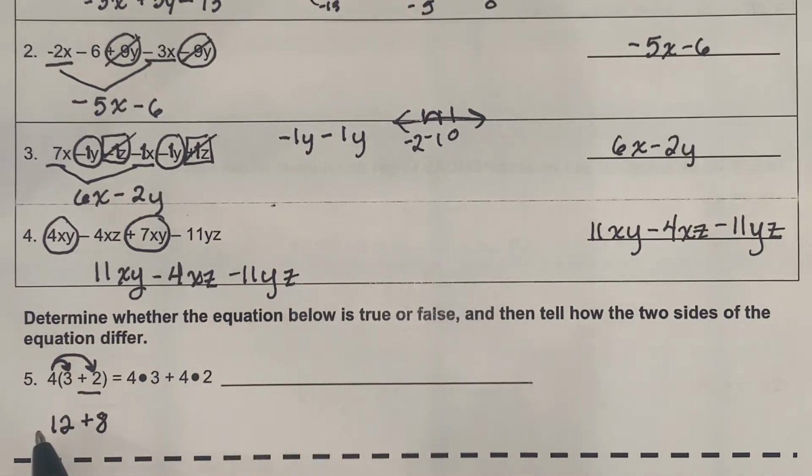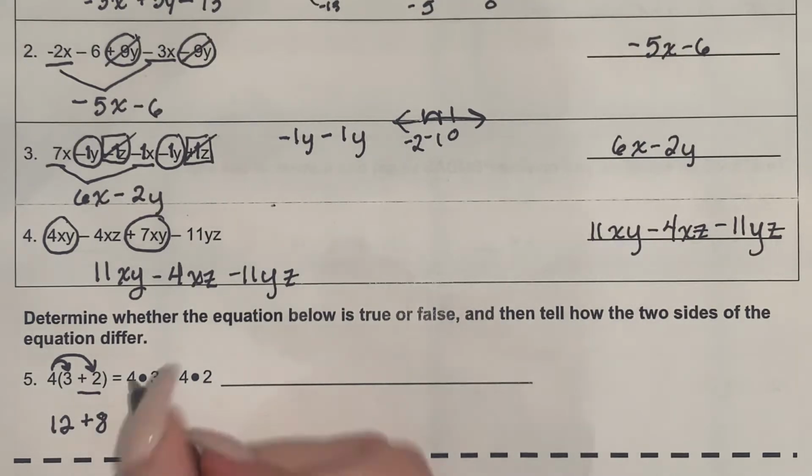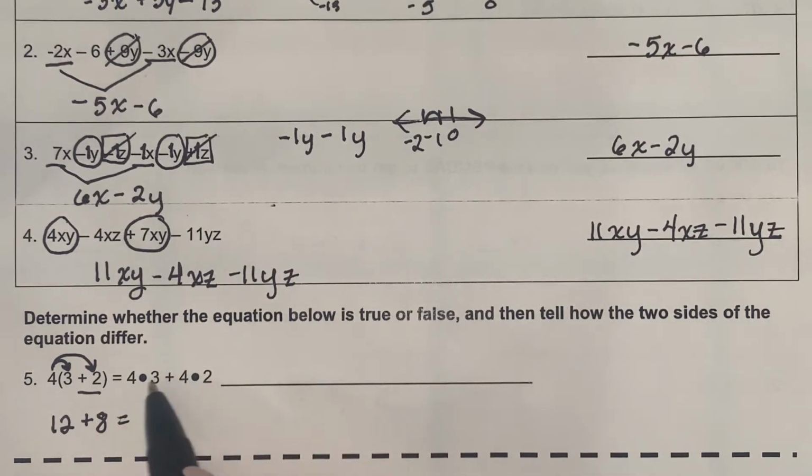If it's a positive in the front, you don't usually need to write it because the first number, if it doesn't have a plus sign in front of it, it's assumed to be positive. If it has a negative sign, it's assumed to be negative, but you do need to put that plus sign in the second spot. Here, they wrote it out with multiplication dots, and it would be 12 plus 8.